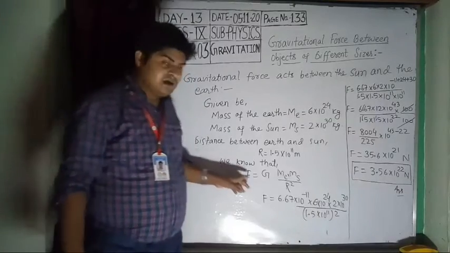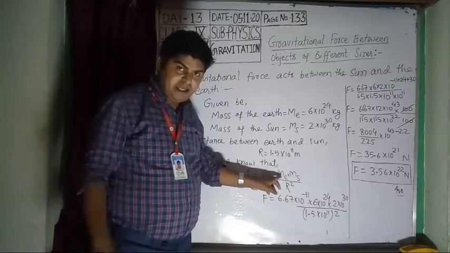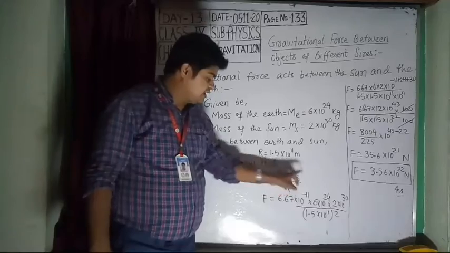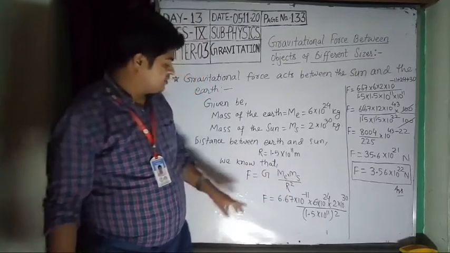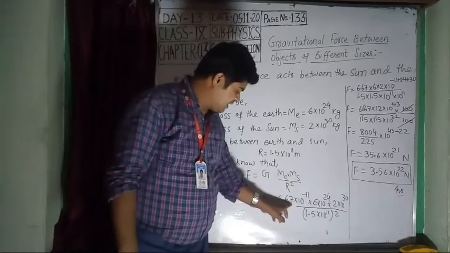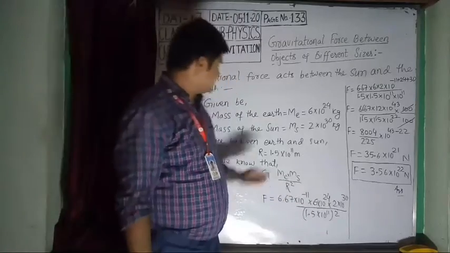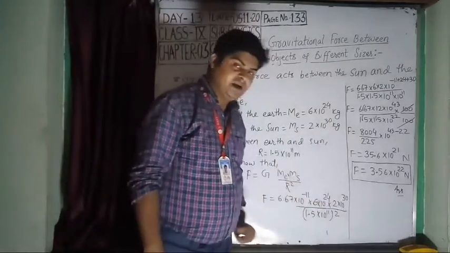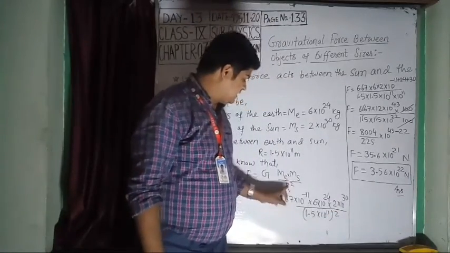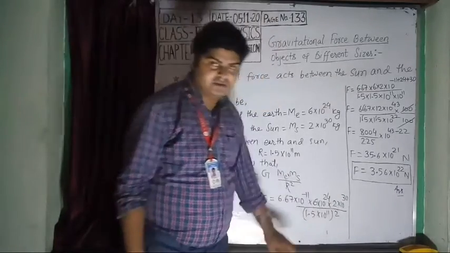Now we know that the gravitational force F = G Me Ms / r², where m1 is the mass of the earth and m2 is the mass of the sun. Put the value of capital G, 6.67 × 10^-11, Me = 6 × 10^24, Ms = 2 × 10^30, divided by r = (1.5 × 10^11) whole squared.